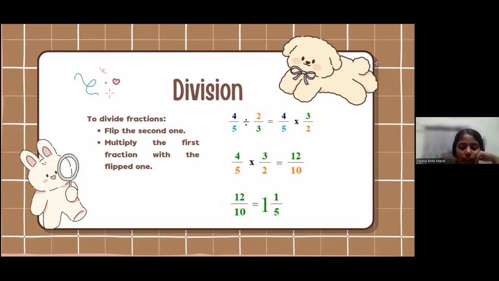3 times 5 by 4 times 3 equals 15 by 12. Then we have to simplify the fraction, which is 5 by 4.